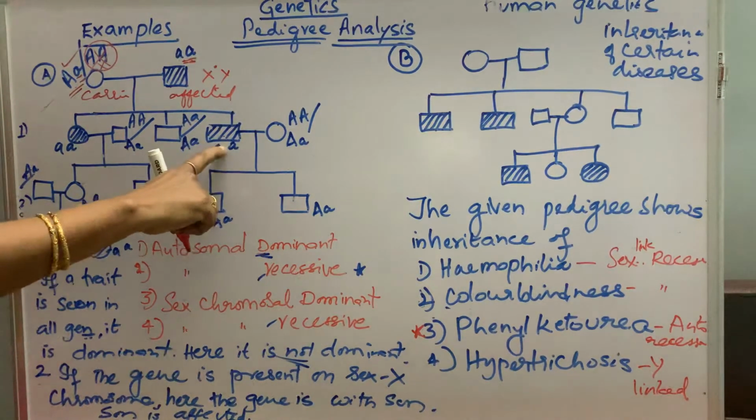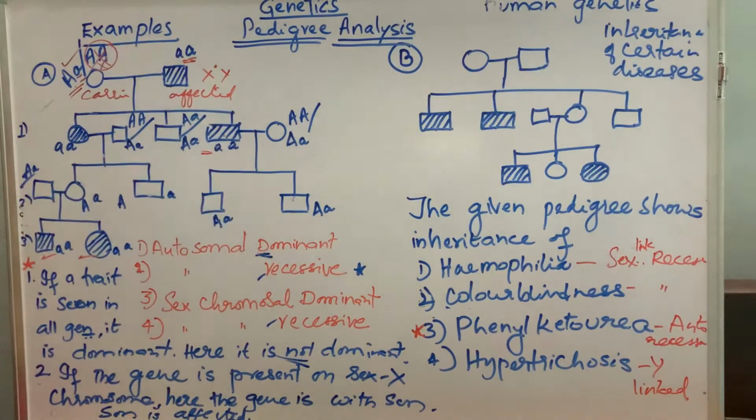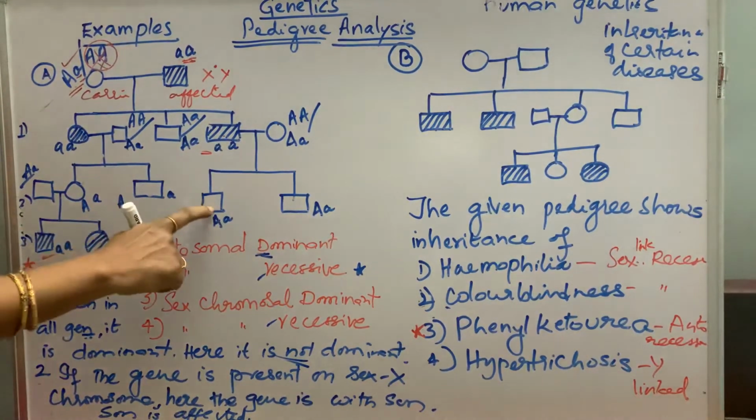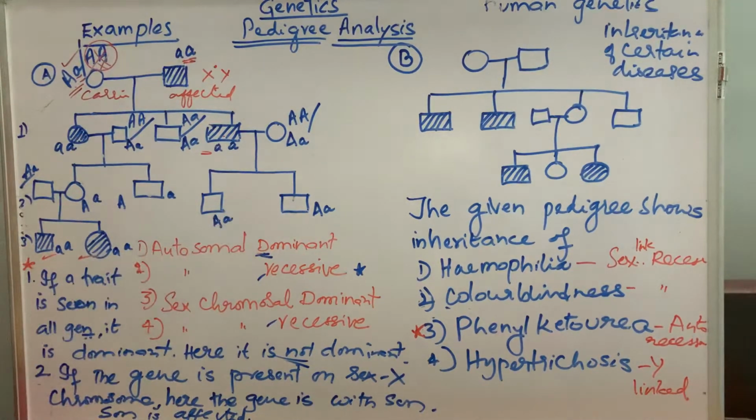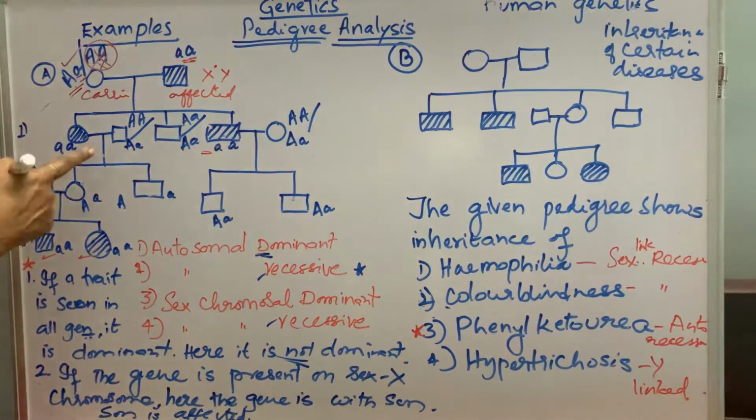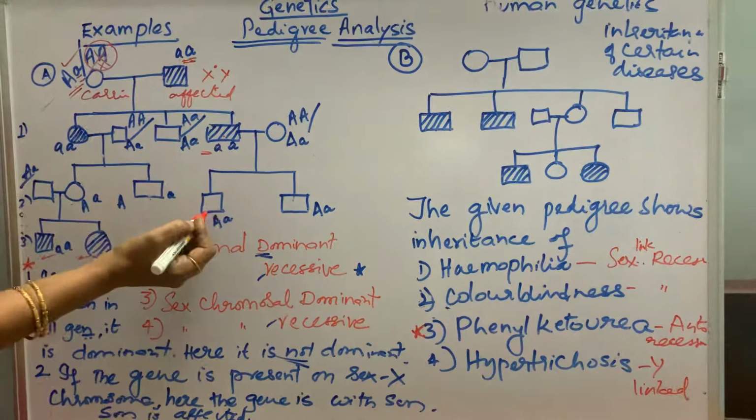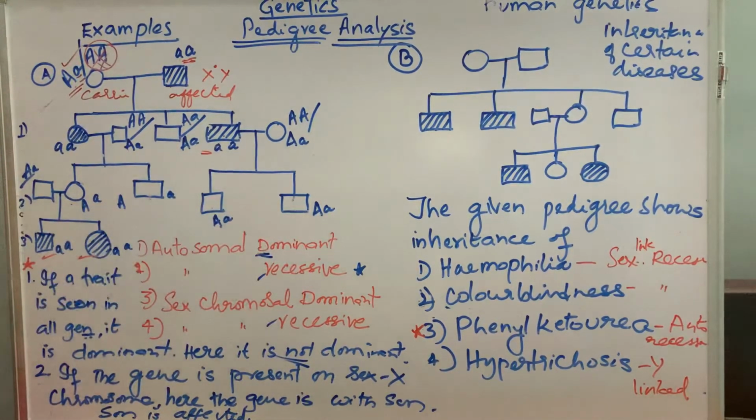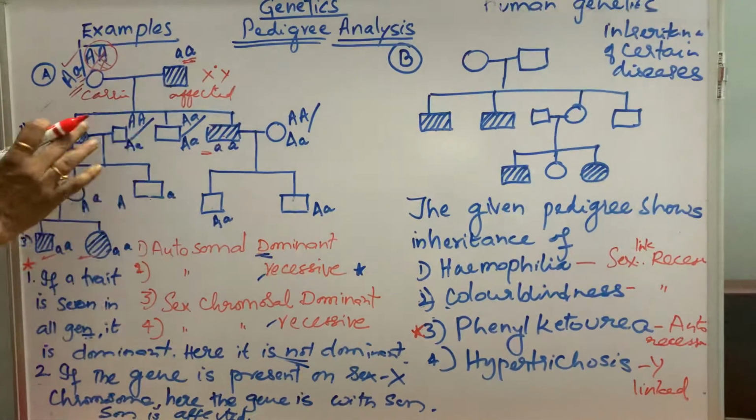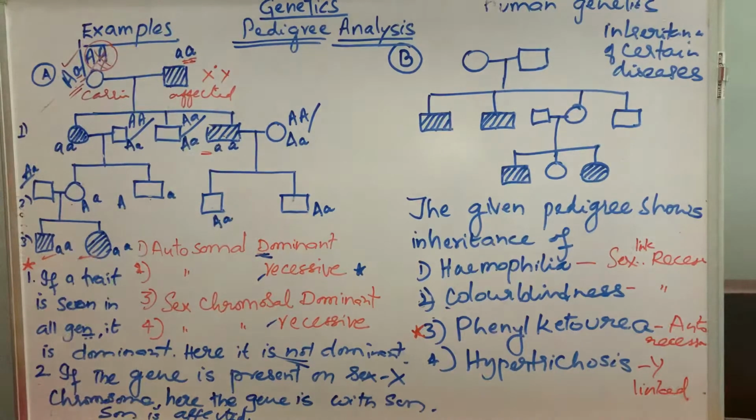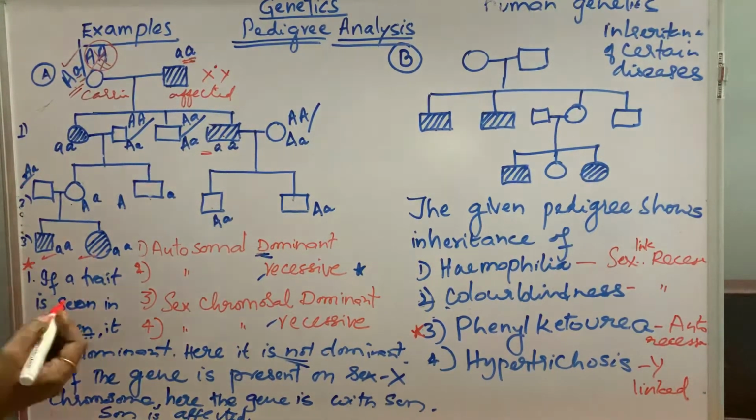Here their affected son got married to a woman, and both of them are unaffected. So in this generation they have an unaffected daughter, an unaffected son, and two unaffected sons. So by this we can conclude that the disease in question is recessive, and both sons and daughters are affected. Because of that, we can conclude that it is an autosomal recessive disease.